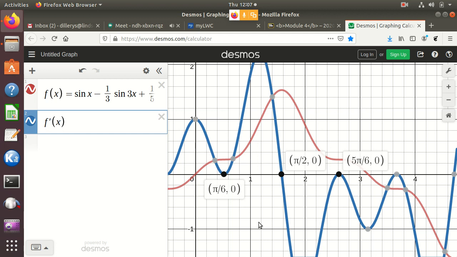And then the other amazing thing is that Desmos tells you it's pi over 6. It doesn't give you some numerical approximation. It just said, hey, it's pi over 6. And so I've got those three numbers for my critical numbers, and that's what I'm going to have to do.